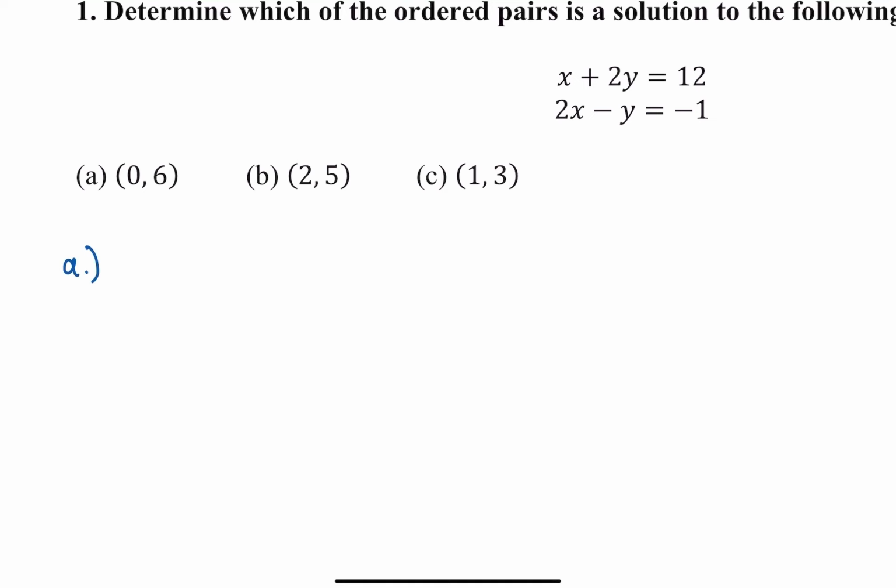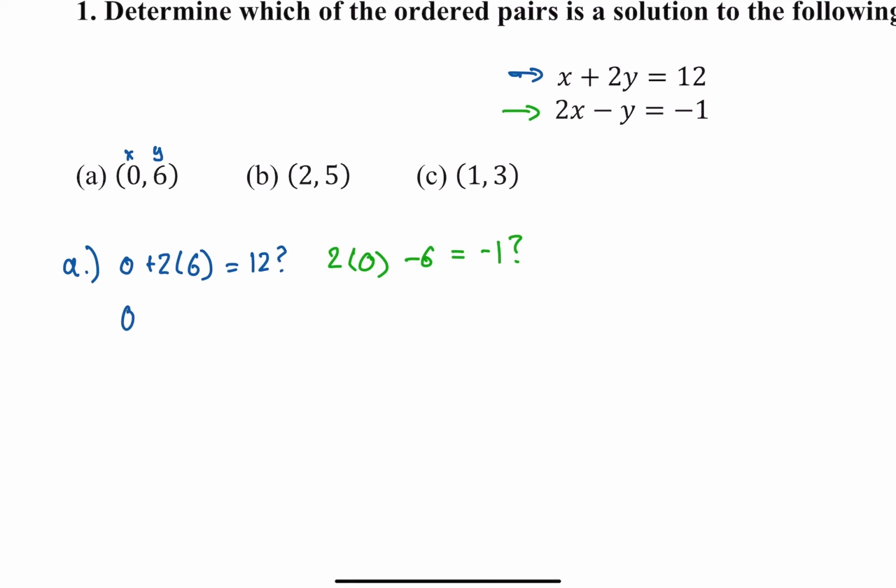All right, so we're given x is equal to 0 and y is equal to 6. So we have 2 equations. I'll do the first one in blue, and I'll do the second one in green. So we would have 0 plus 2 times 6 is equal to 12. We have to check that. And at the same time, we should also check 2 times 0 minus 6, is that equal to minus 1? So you just have to check 2 different scenarios.